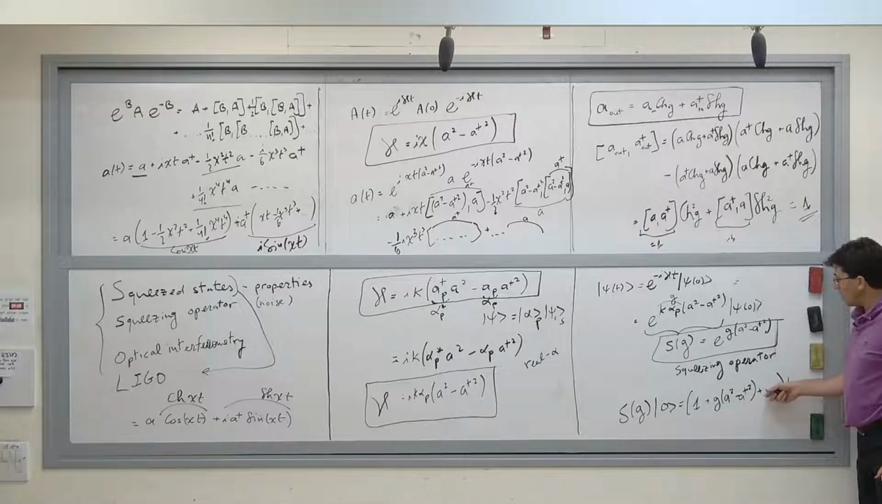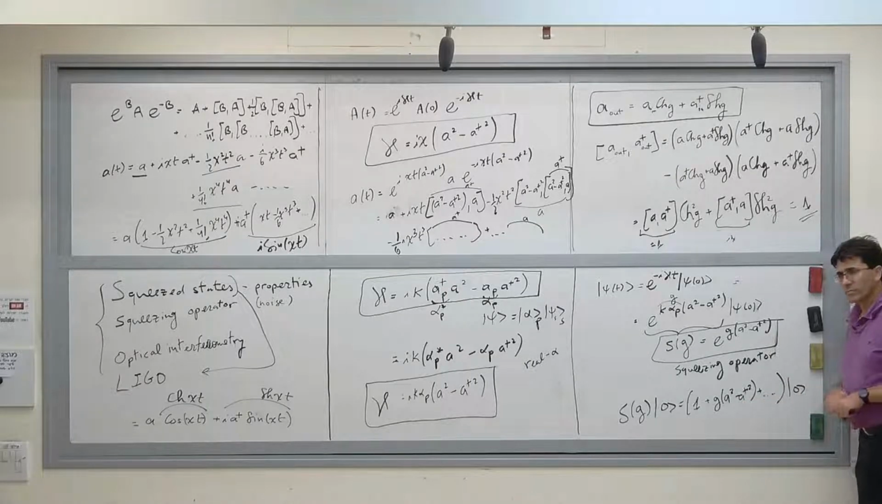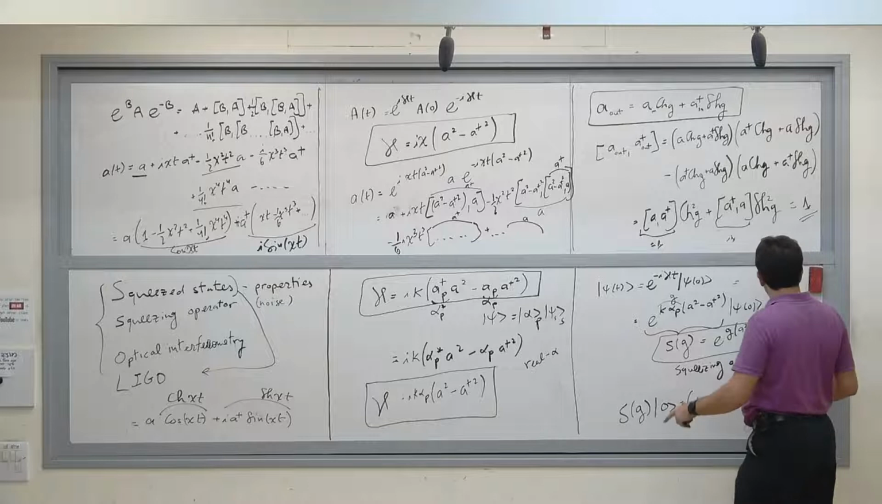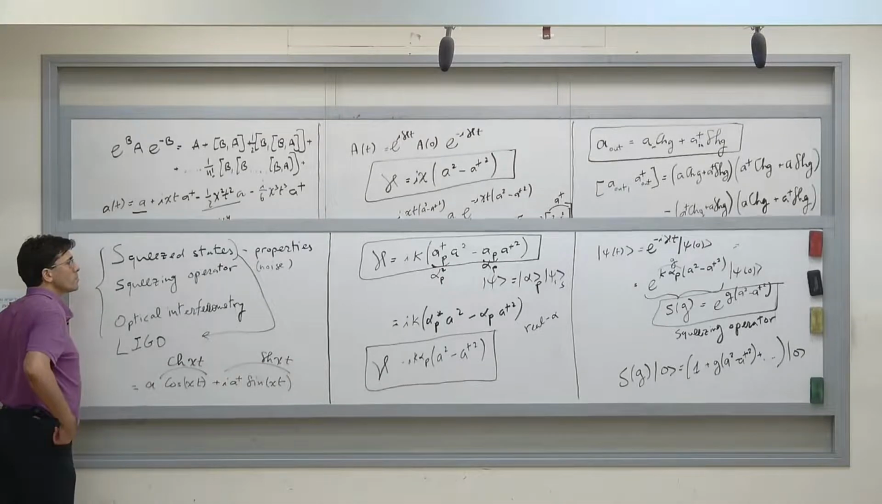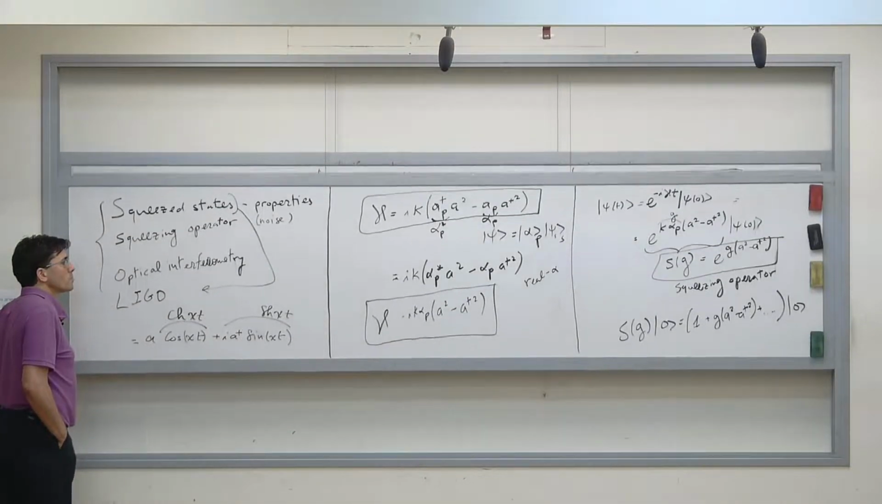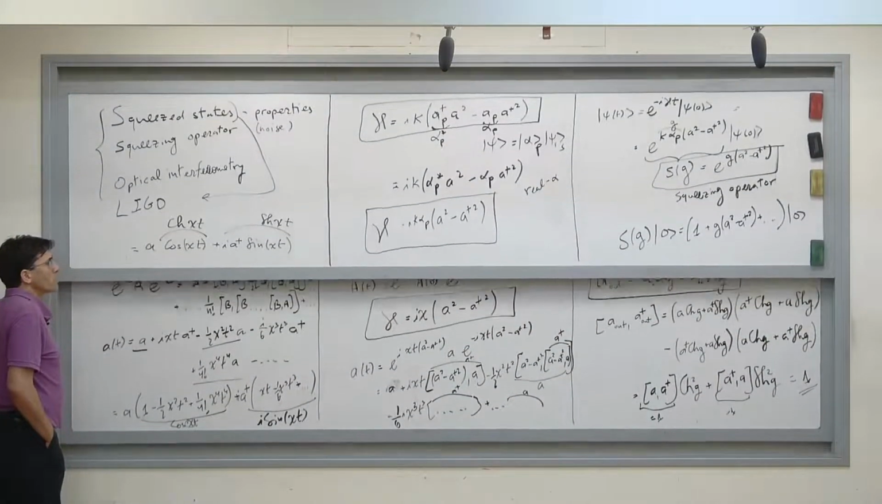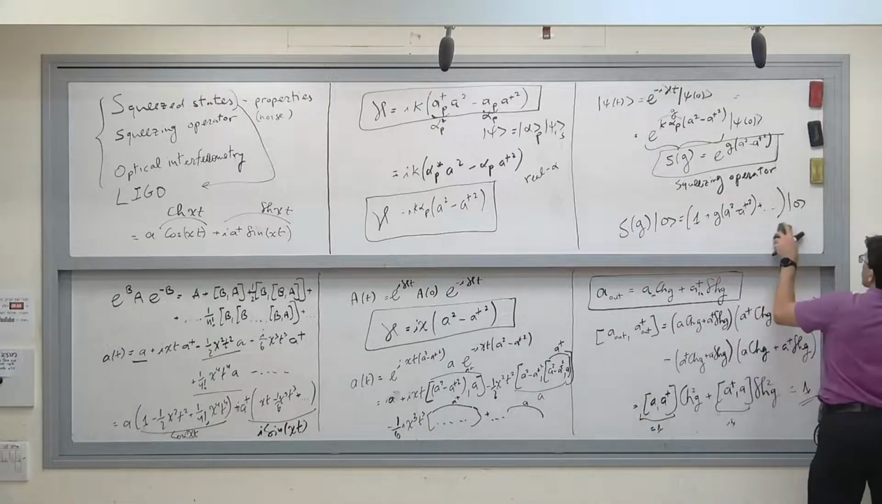Calculating everything higher than this will be complicated and take time, so I'm not going to, but let's just think about this term. So I'm talking about the squeezing operator that operates on the vacuum. We can do this on any coherent state that we like, but the vacuum is convenient.